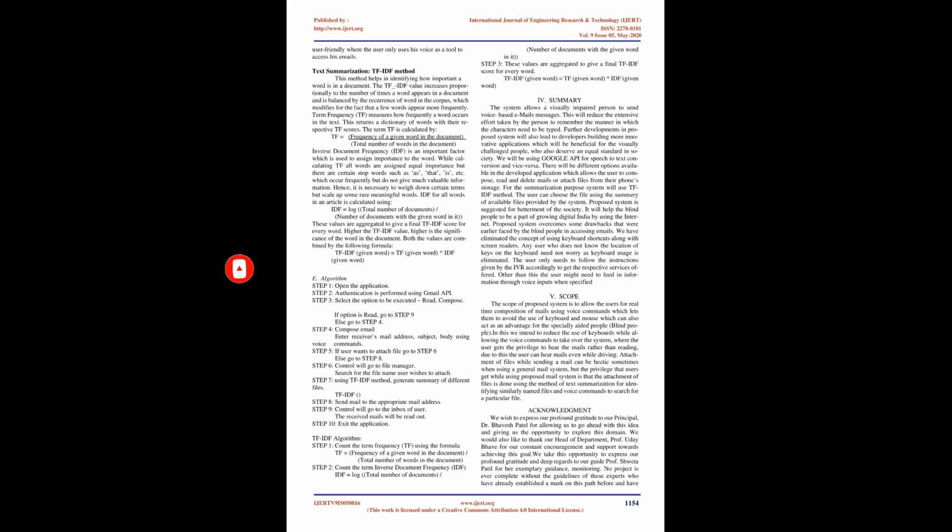The term TF is calculated by TF equals frequency of a given word in the document divided by total number of words in the document. Inverse document frequency, IDF, is an important factor which is used to assign importance to the word. While calculating TF, all words are assigned equal importance, but there are certain stop words such as is, that, etc. which occur frequently but do not give much valuable information. Hence, it is necessary to weigh down certain terms but scale up some rare meaningful words. IDF for all words in an article is calculated using IDF equals log of total number of documents divided by number of documents with the given word in it.